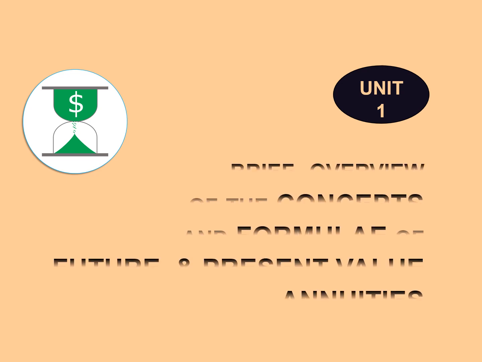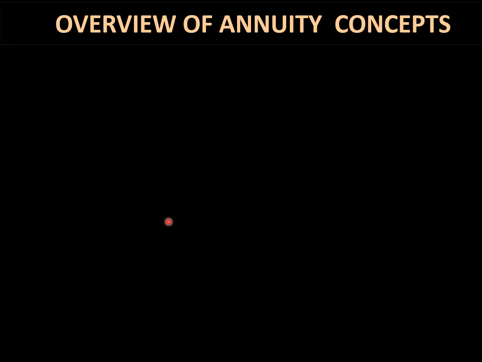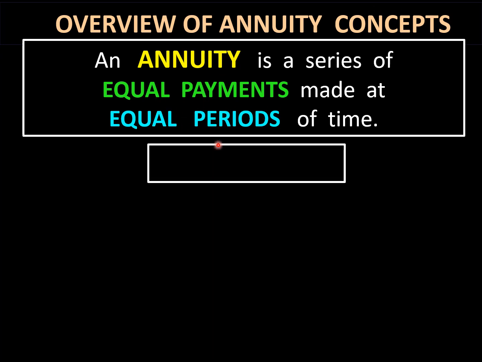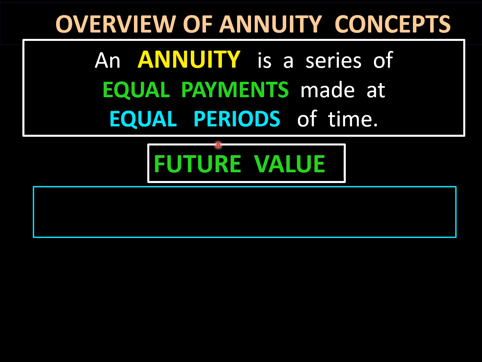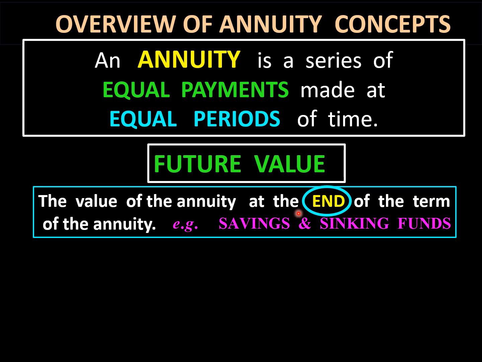Let's start with a brief overview of the concepts and formulae of future and present value annuities. Let's briefly go over the concepts discussed in the previous video. What is an annuity? Annuity is a series of equal payments made at equal periods of time. Then we have the future value of an annuity. That's the value of the annuity, and here the emphasis is on the end of the term of the annuity. Then we have, for example, savings and sinking funds.